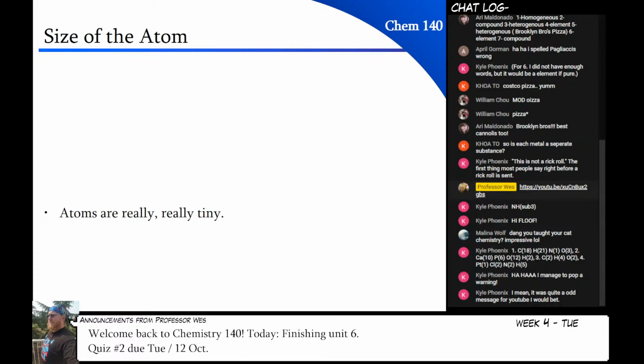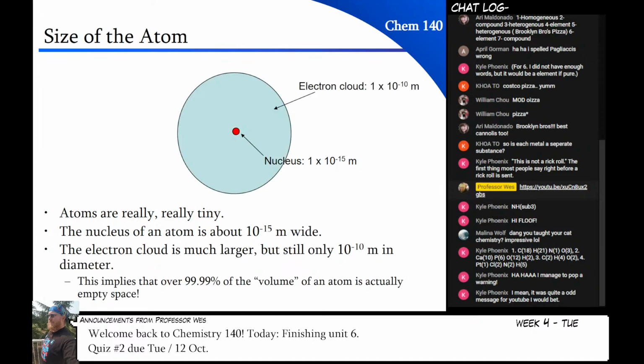Let's look at a picture of an atom in terms of the nucleus, which is the solid part of the atom. We're going to describe that in a little bit more detail. And the electron cloud. Now, this picture is not to scale. In fact, if this diagram was drawn to scale, and that's like 1 centimeter, I have a ruler here. Let's see how big this is.